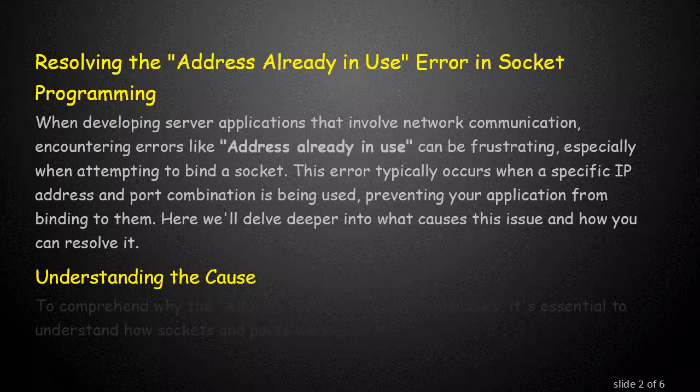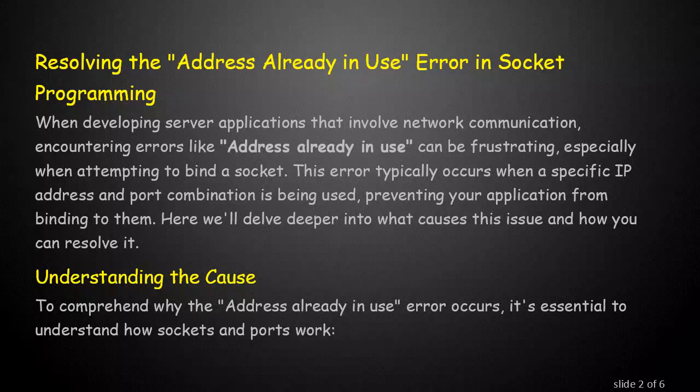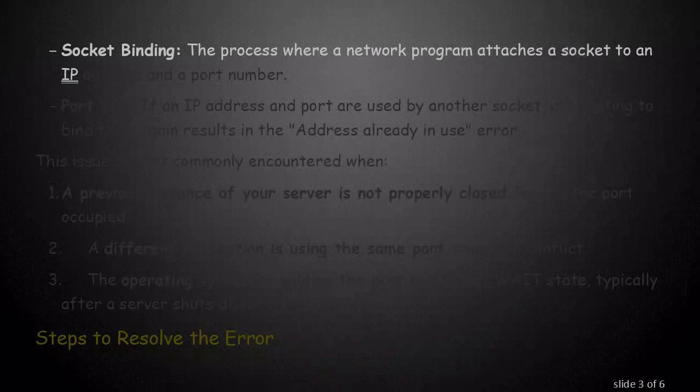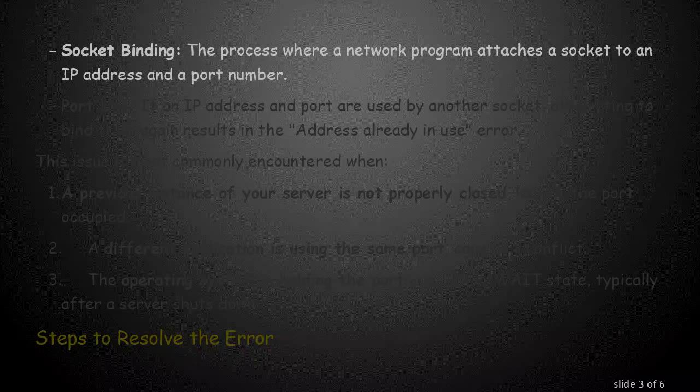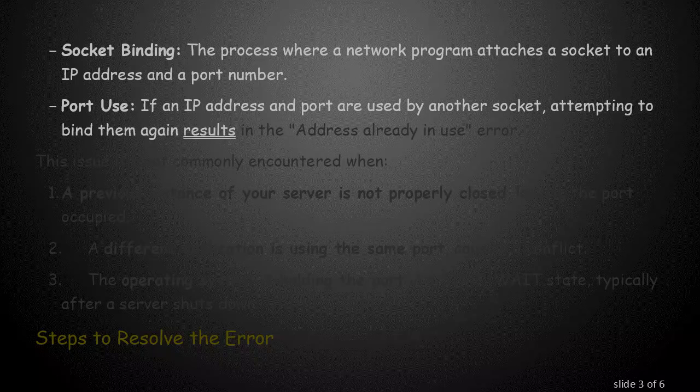Understanding the cause. To comprehend why the address already in use error occurs, it's essential to understand how sockets and ports work. Socket binding: the process where a network program attaches a socket to an IP address and a port number. Port use: if an IP address and port are used by another socket, attempting to bind them again results in the address already in use error.